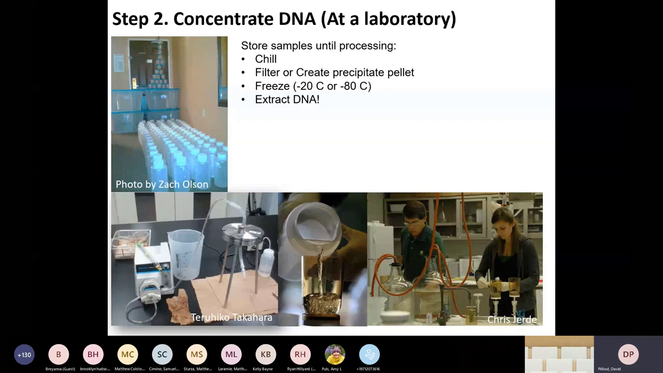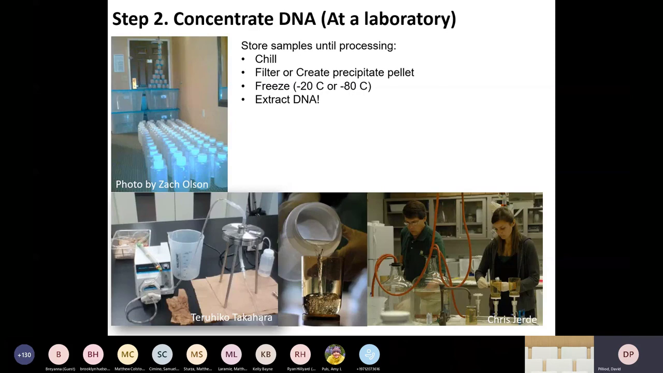The other type of concentrating DNA is back at the lab. If a sample is collected and then not filtered on site, it's sent back to a laboratory for either centrifugation and precipitation or for filtration. Those samples, when they arrive at the laboratory, need to be stored carefully as well. They need to be kept chilled. They may want to be frozen, because there's degradation happening and you want to make sure that the sample is stable.